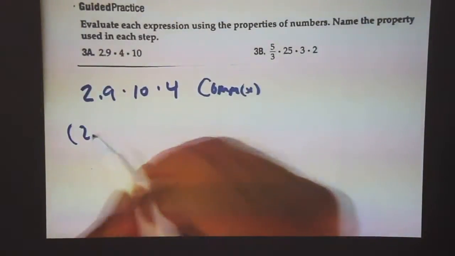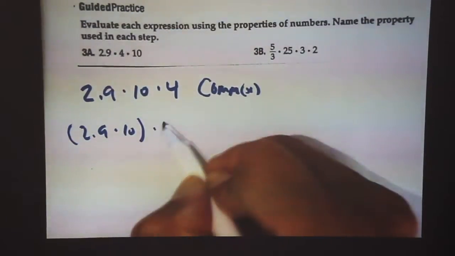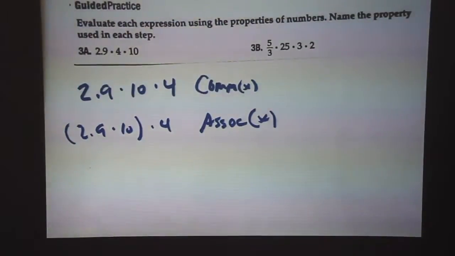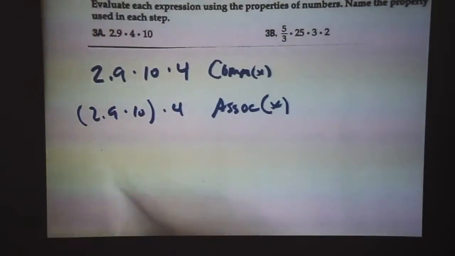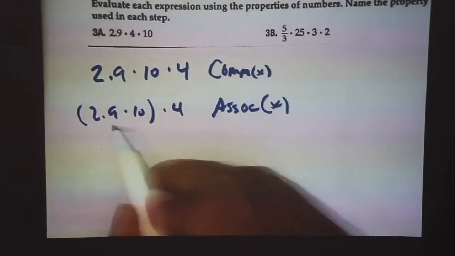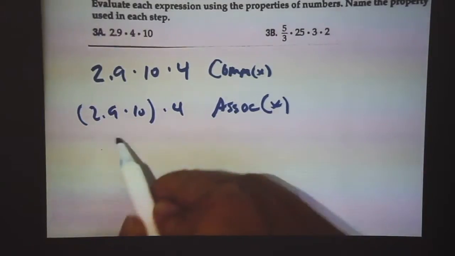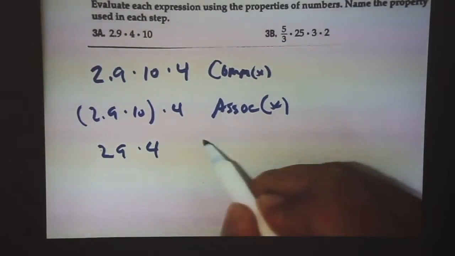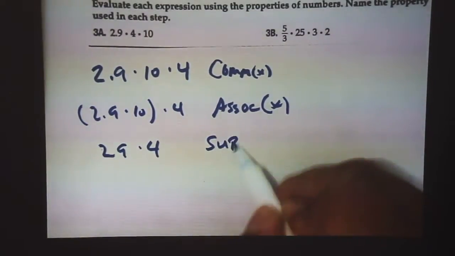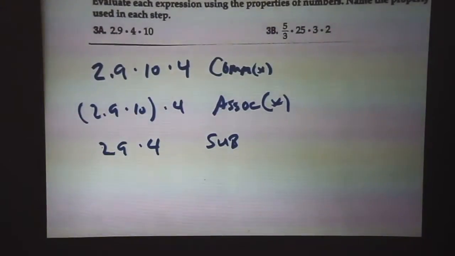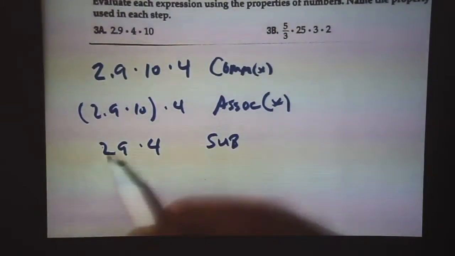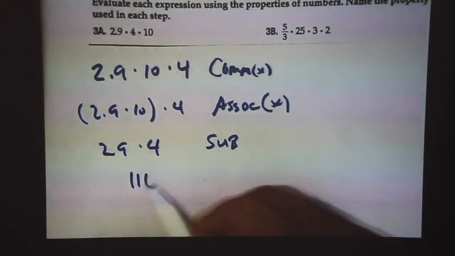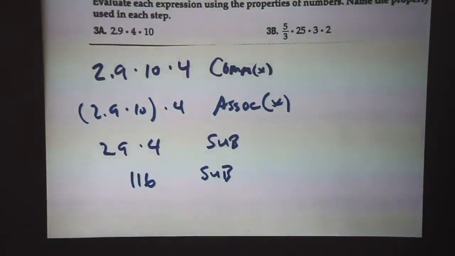The next thing is I'm going to group those together. So that's the associative property of multiplication. I can associate them together. And then I will go ahead and actually do the math of 2.9 times 10. The reason I do that is when I multiply with decimals, I just need to move the decimal point over one to the right, so it's 29 times 4. This is the substitution property, so I can substitute equivalent values. And then lastly, 29 times 4 is, well, 4 times 20 is 80, plus 36 is 116. Lastly, that's the substitution property that lets me do that.